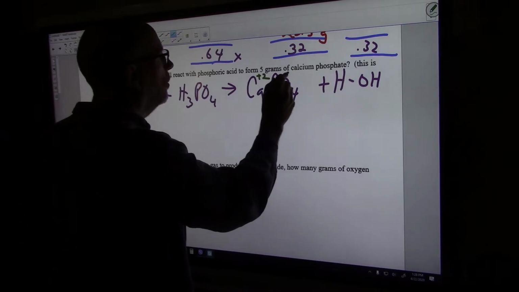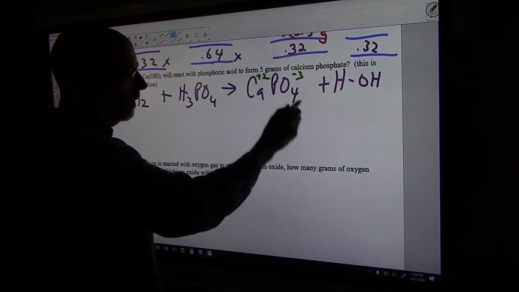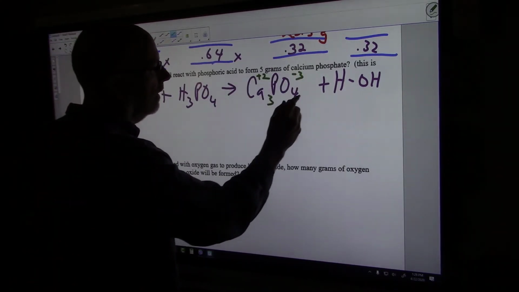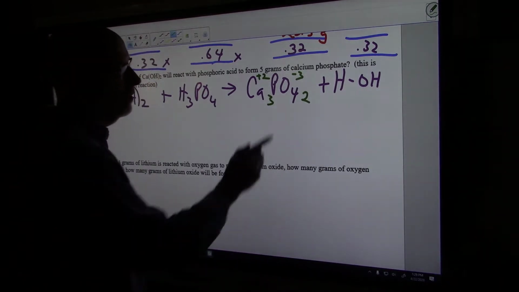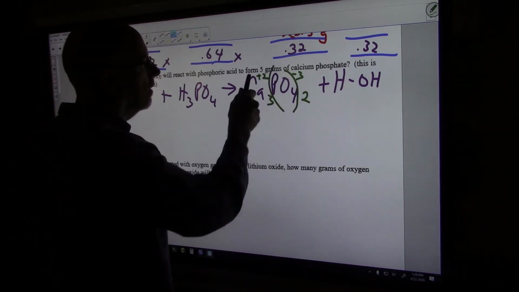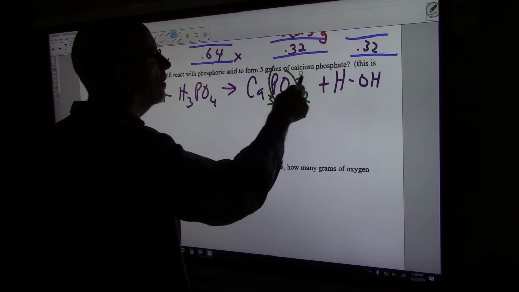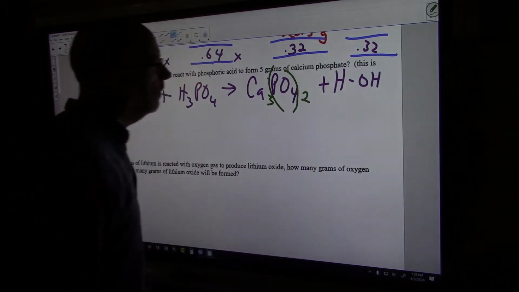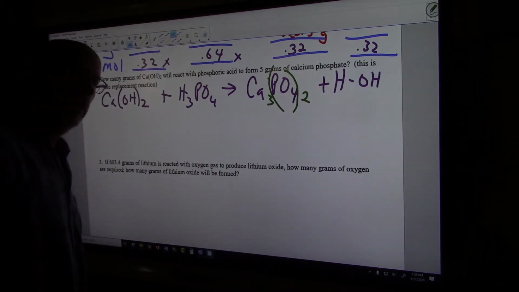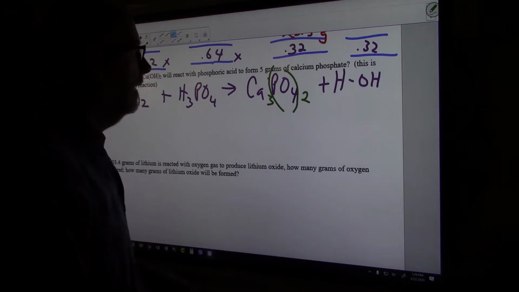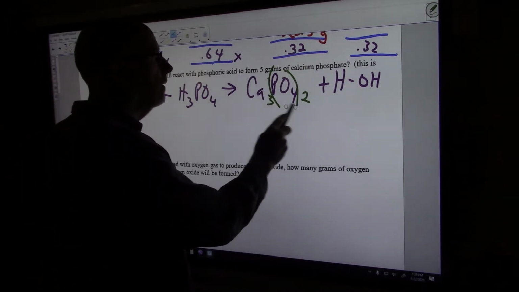Plus 2 minus 3, crisscross applesauce, cookies in the middle. I need a 3 there and a 2 there. I don't want to say 42. I want to go like that. Scribble this out. Scribble that out. Everything's cool. And HOH, H gets plus 1, OH gets a minus 1. Yeah, that's water's formula over there.